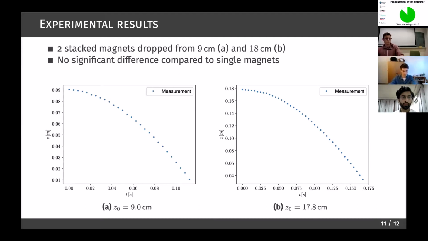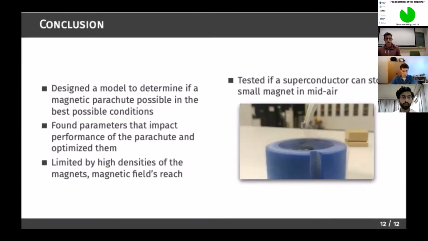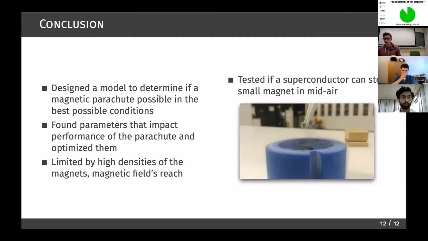Now, to conclude, we tried to find if such a parachute would be possible. For that, we designed a model using eddy current interaction with the magnet that produced them, using mirror image methods, and then found the force between 2 identical cylindrical magnets. We looked for possibilities of that using the best possible conditions.